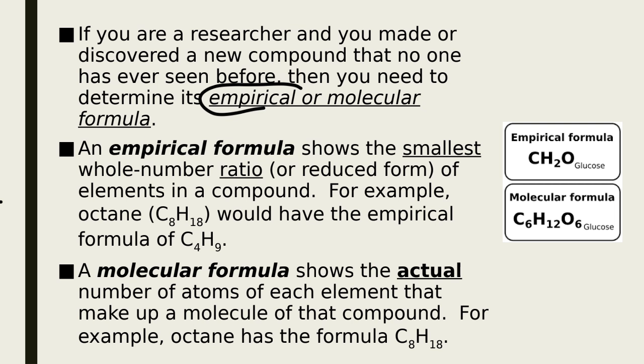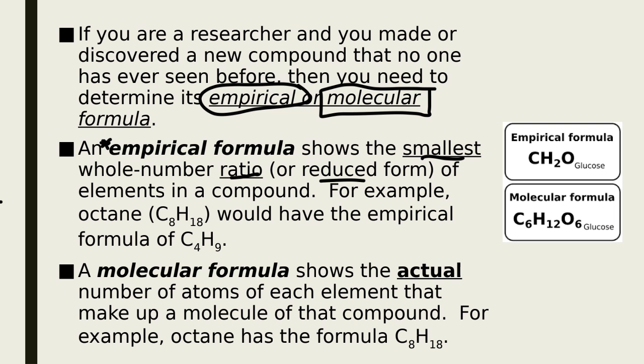The first is the empirical formula. They determine that first, and then they come up with the true or molecular formula that we are most used to seeing with compounds. So what is an empirical formula? This is the newer part of this lesson that you wouldn't have heard of before. This is when we take the chemical formula and we reduce it to the smallest whole number ratio, or reduced form, of the elements present in a compound.